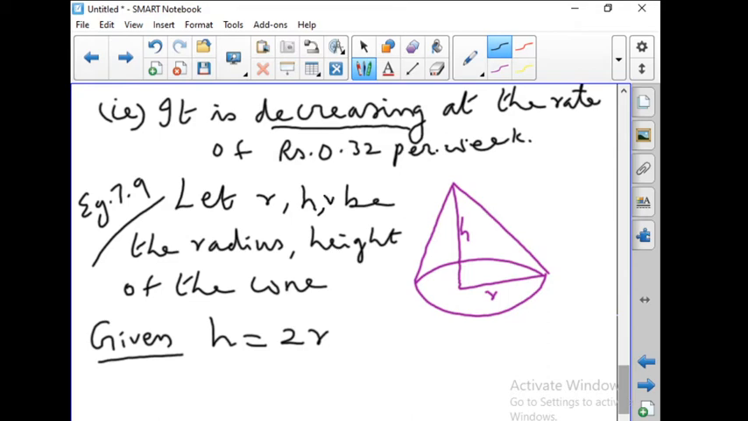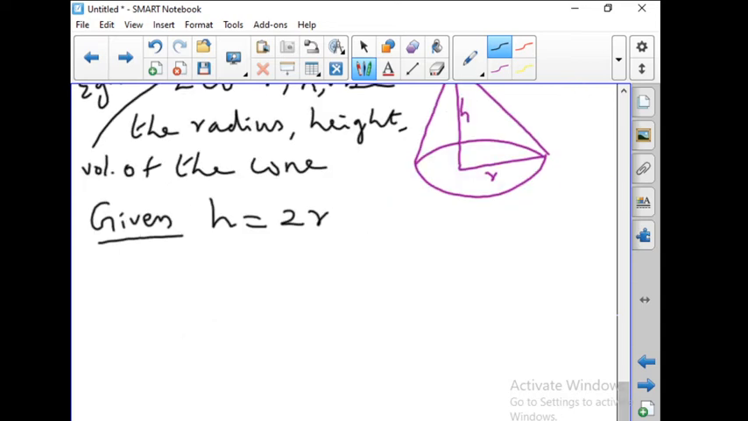h, V be the radius, height, volume. I am including here. Okay, volume of the cone. So we can include here itself. So we know the volume of a cone, V is equal to 1 by 3 pi r square h. So h is equal to 2r.